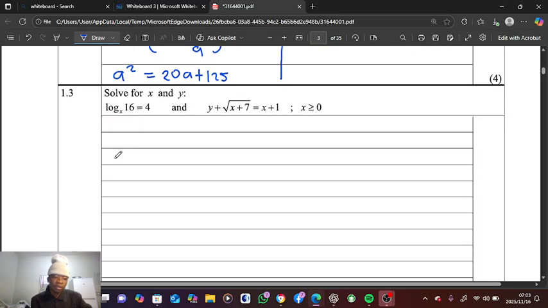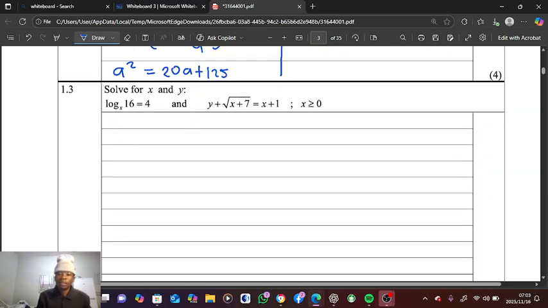Then we move to 1.3, solve for x and y. This is the smartiness question. Solve for x and y, given that log of 16 to the base x is equal to 4, and y plus the root of x plus 7 is equal to x plus 1, given that x must be equal to or greater than 0.